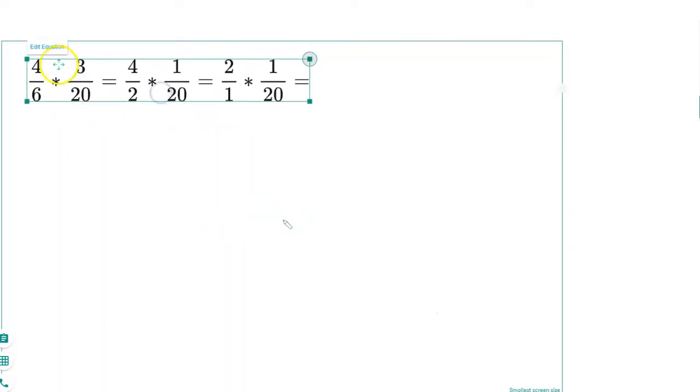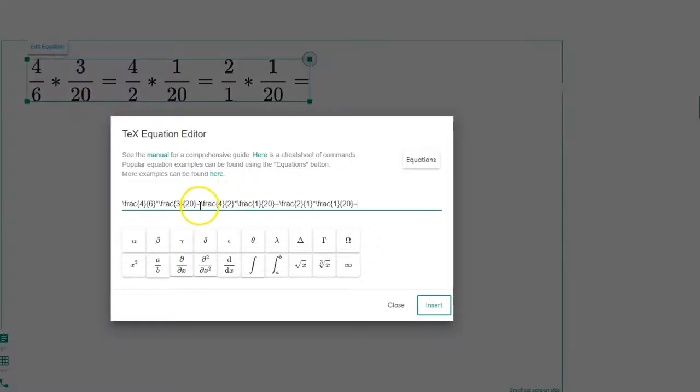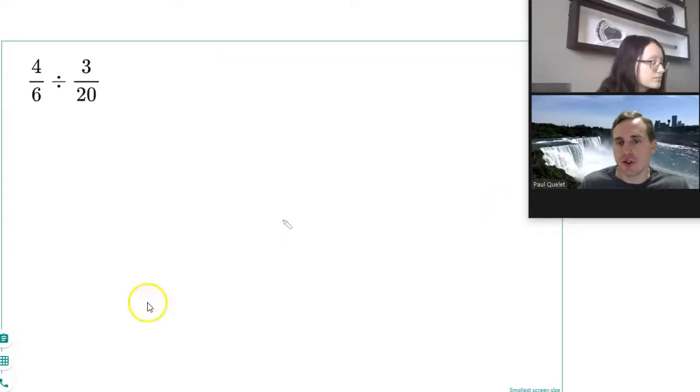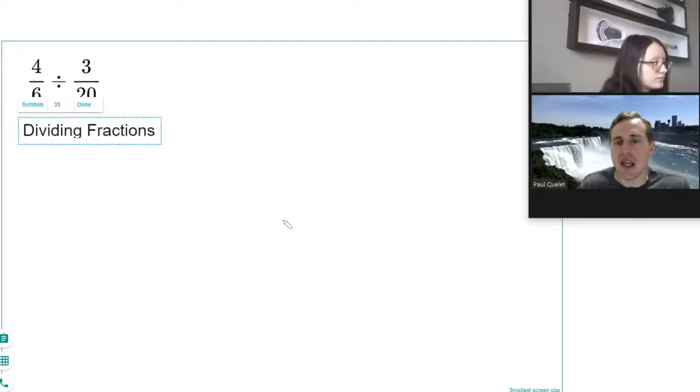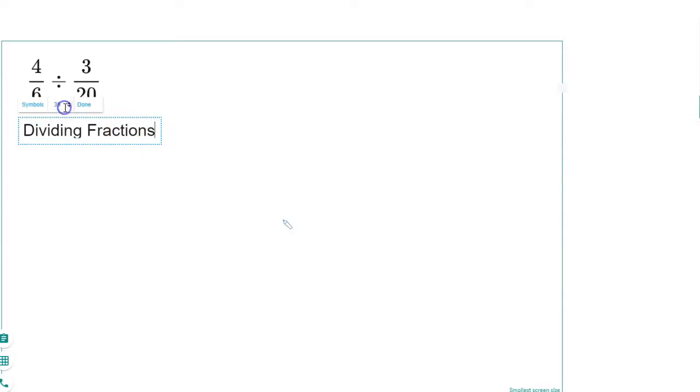4/6 times 3/20, 3 over 20. But instead, let's divide them. So let's divide them instead, okay? Now, when you divide fractions, it's basically the following. Dividing fractions goes by the following rule, okay?